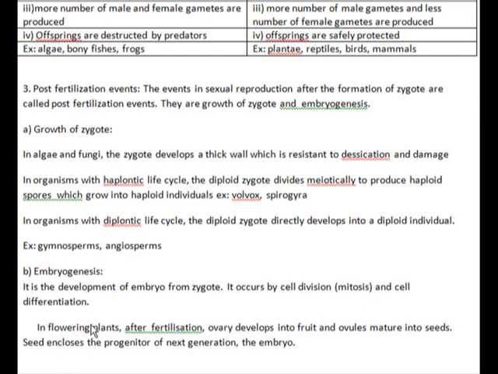In flowering plants, after fertilization, the ovary develops into fruit and ovules develop into seeds, and the seed encloses the progenitor of the next generation, the embryo, that is able to grow into a new plant.